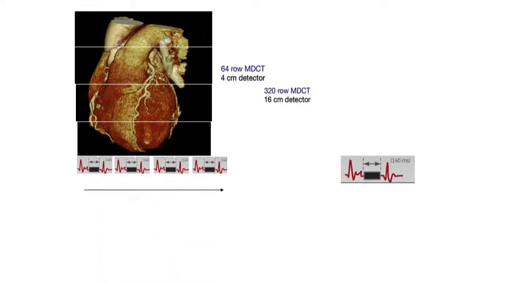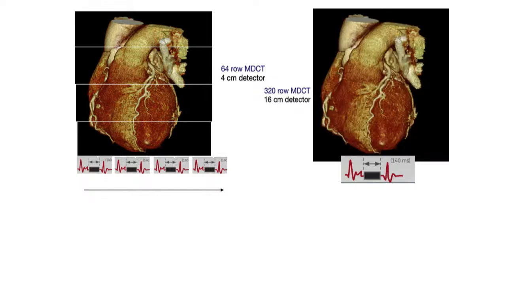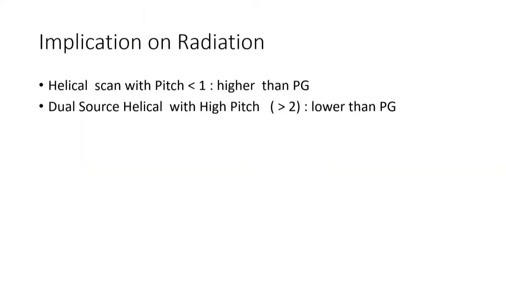So this will be a traditional 64 slice CT. You have to stop and then take a picture of the top of the heart. So by the time you get to the bottom of the heart, the time is different, right? Versus essentially just imaging the whole heart in a single beat. And needless to say, if you do one single rotation, the radiation is going to be less, okay?